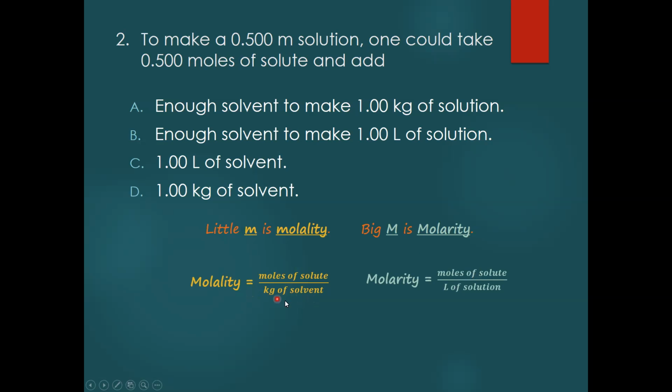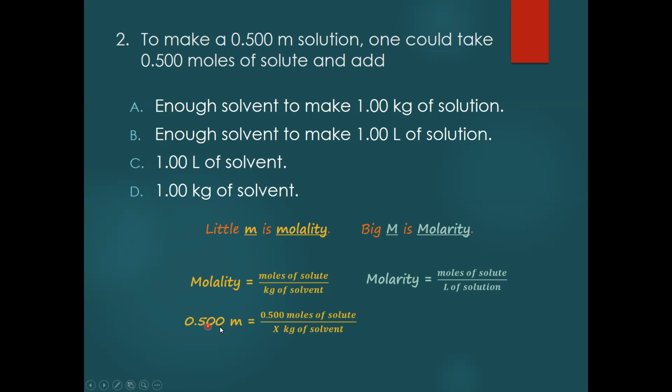The molality is kilograms, whereas molarity is liter. And in molality, that's kilograms of the solvent, so just what it's being dissolved in, whereas molarity is 1 liter of the solute plus the solvent. So that's the liters of solution. So there's a difference between that. So we're looking at a 0.5 molal solution. So little m, we're looking at molality.